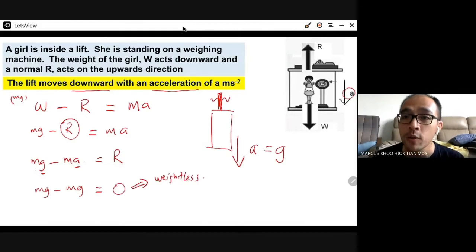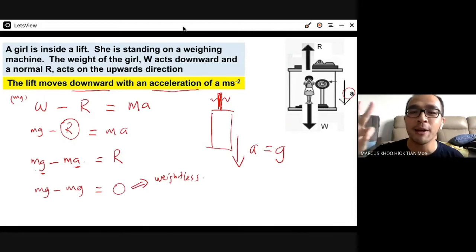So if you ever want to know how an astronaut feels when he's in outer space, how he can float around, how does it feel to be weightless? Go inside a lift and pray very hard that the lift will snap. Then you will definitely feel how it feels to be weightless, for about 3 seconds before boom, the lift crashes to the ground, and then you'll be forever weightless.